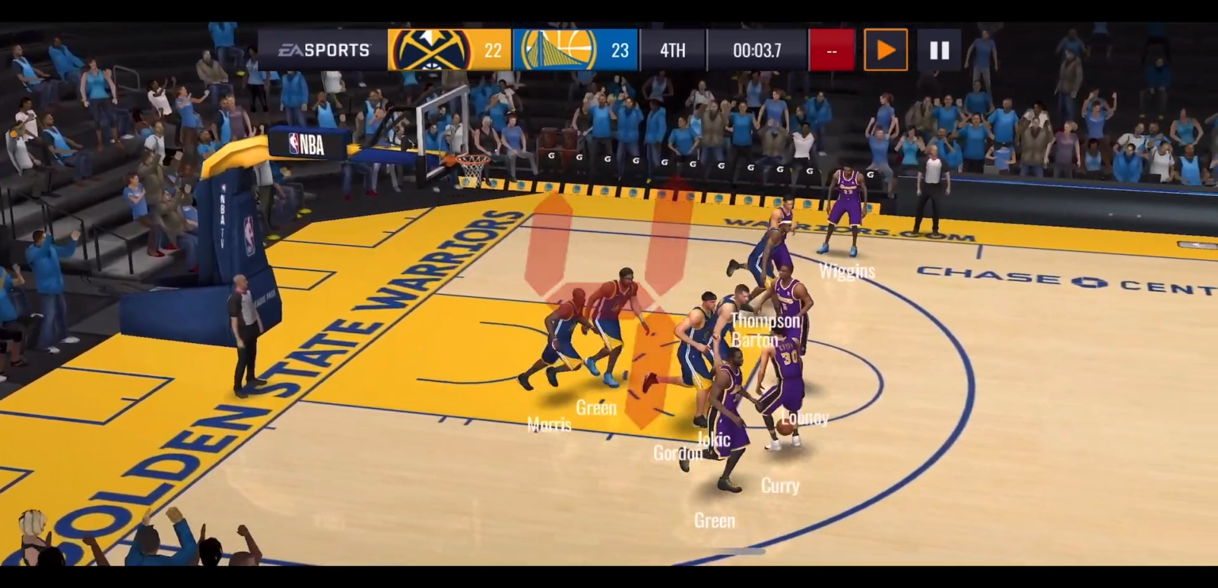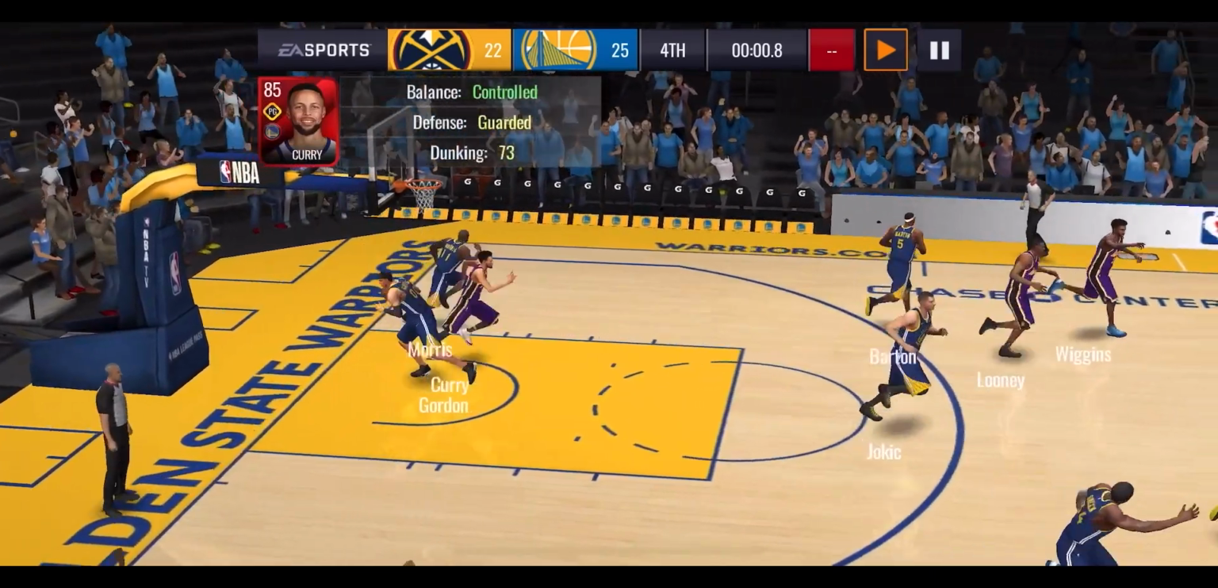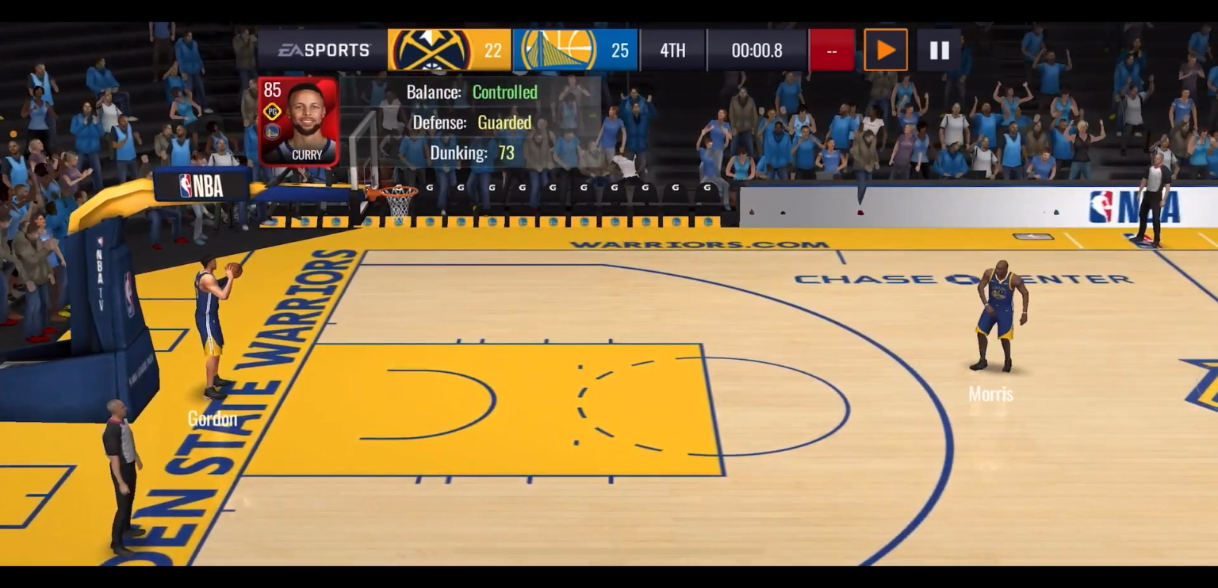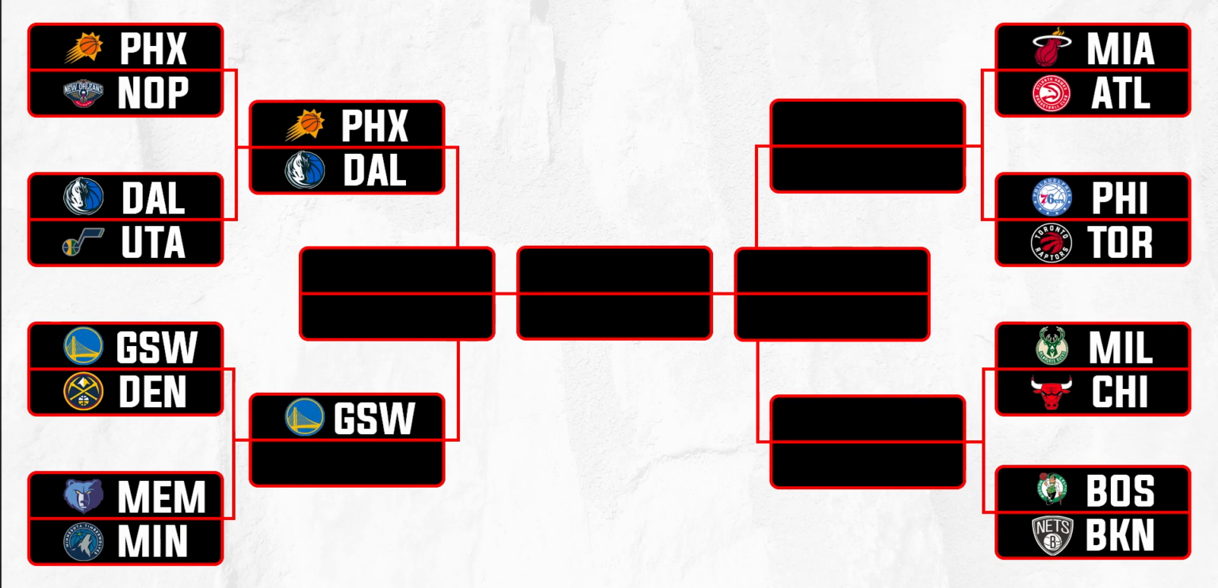Looney plays it over to Curry. Curry comes back out for 3. He's going to hold on to the ball. He goes in for a dunk, and that is going to be it. The Denver Nuggets are going home. It's a 3-point win for the Warriors over here. They're going to defeat the Denver Nuggets, and they're going to go through to round number 2.